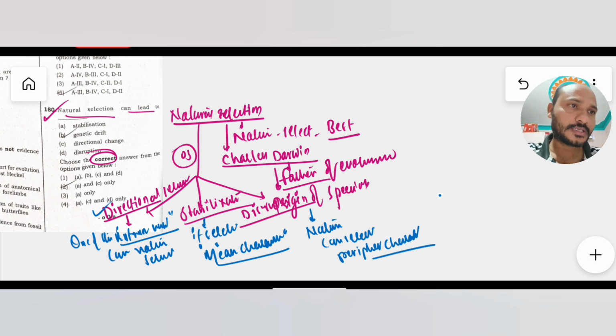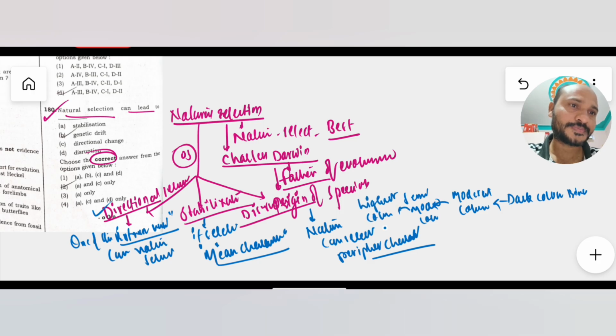For example, let me explain one important example with a bird. Generally, birds have different colors. For example, we have a dark color bird, from which other birds evolved, like moderate color birds, semi-moderate color birds, and then the lightest color birds.